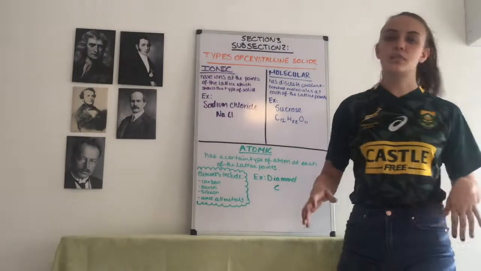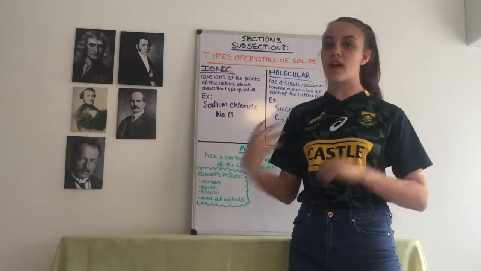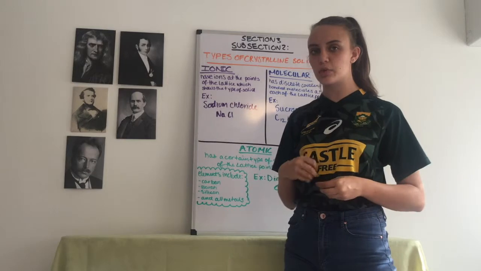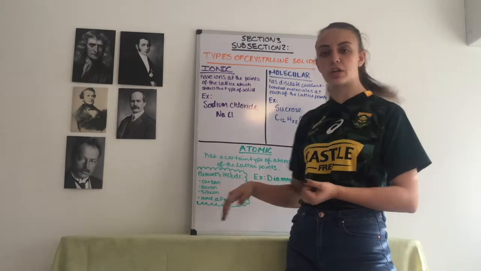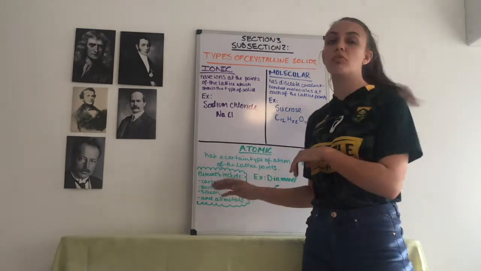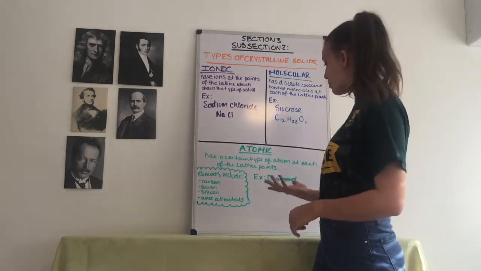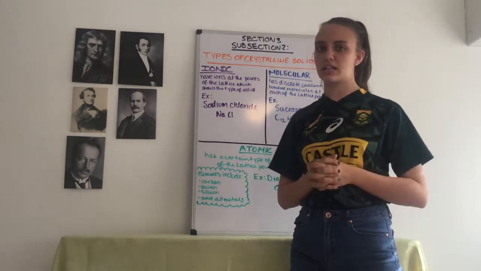And the last one is atomic. So atomic solids have certain types of atoms at the end of each of their lattice points. The 3 main elements which are included are carbon, boron, and silicon, as well as all metals. So an example of this would be a diamond. It'd have carbon at each of the ends of the lattice points.